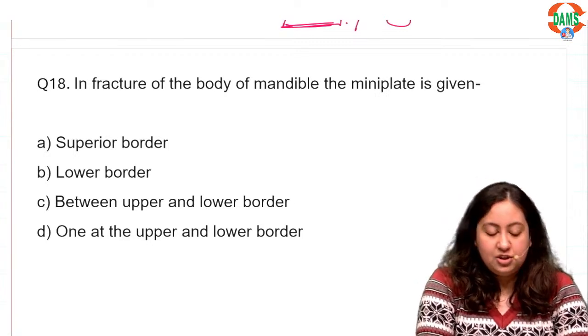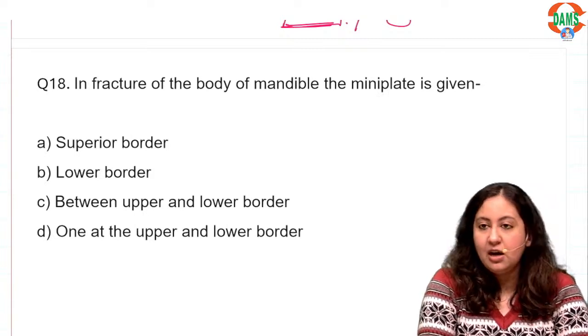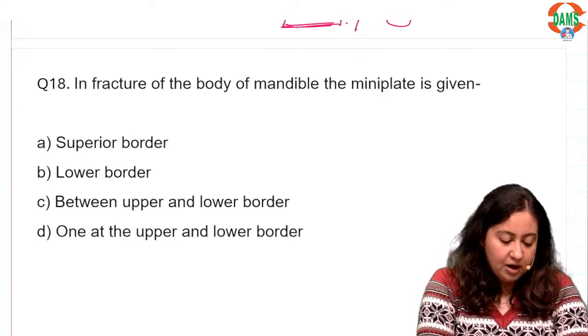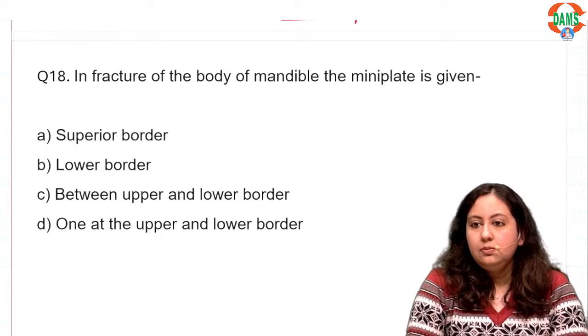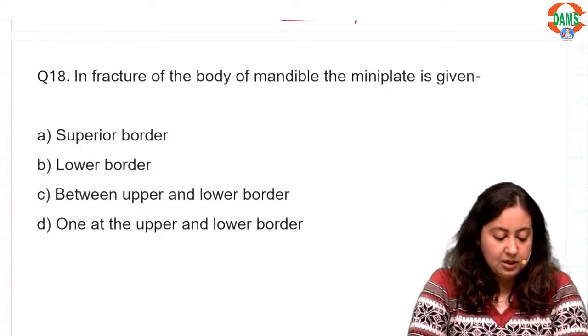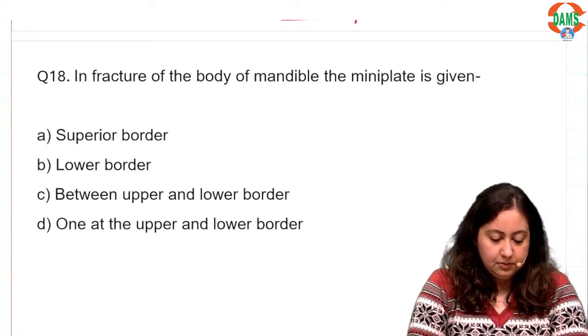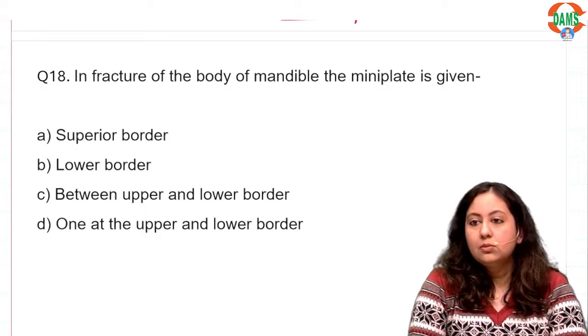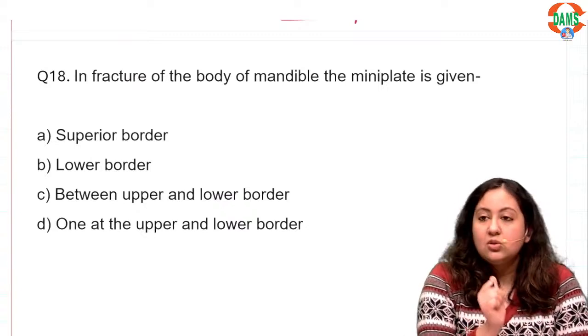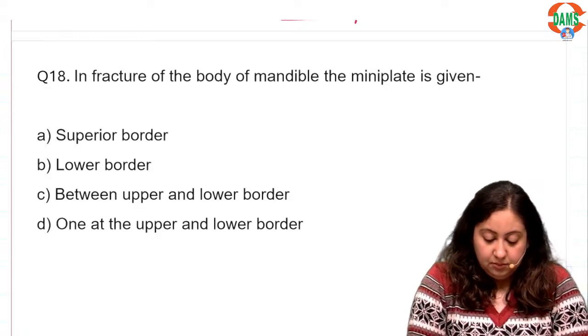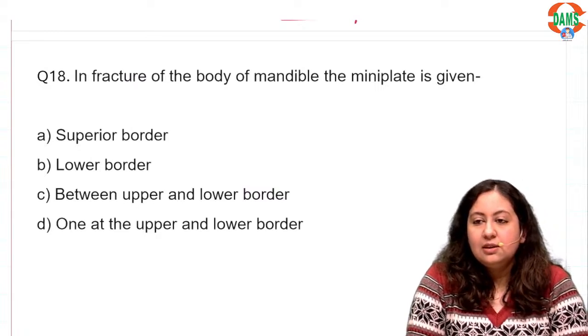Now coming to question 18. In body fracture of mandible, mini plate is given at A, superior border, B, lower border, C, between upper and lower border, and D, one at upper and one at lower border. What would be your answer over here? Quickly let me know the answer. Come on, quickly, answers please. This is also an important question.